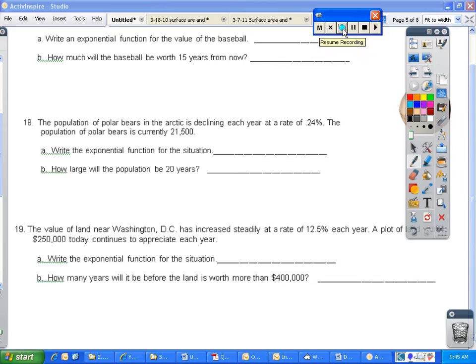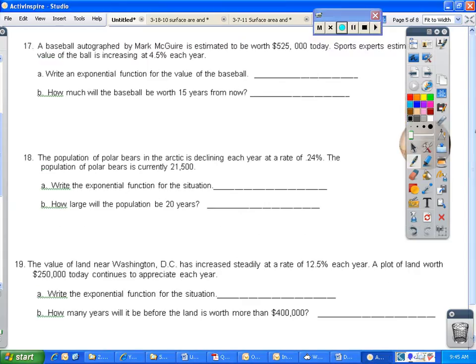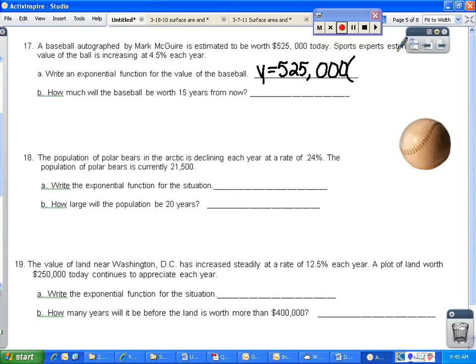Alright, page 3 of your review packet, continuing on with our growth and decay formulas. We have y equals 525,000, and then this is growth again because we know that it is increasing, so that's going to be 1 plus 0.045 raised to the t power.